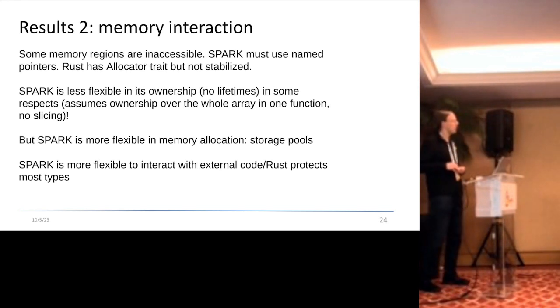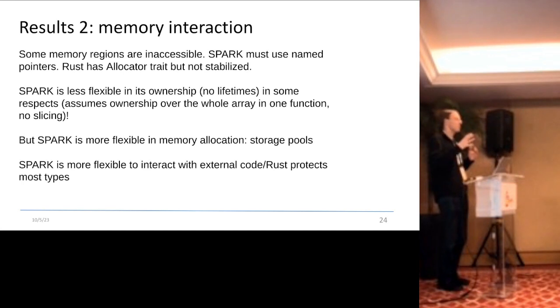Certain parts of the memory are also not straightforward to access, and certain concepts are not exactly the same between Rust and Spark. So, for example, the ownership is a bit less powerful and flexible, but the memory allocation is a bit more powerful in Spark. So again, you have to kind of find the lowest common denominator and try to express everything as C code.